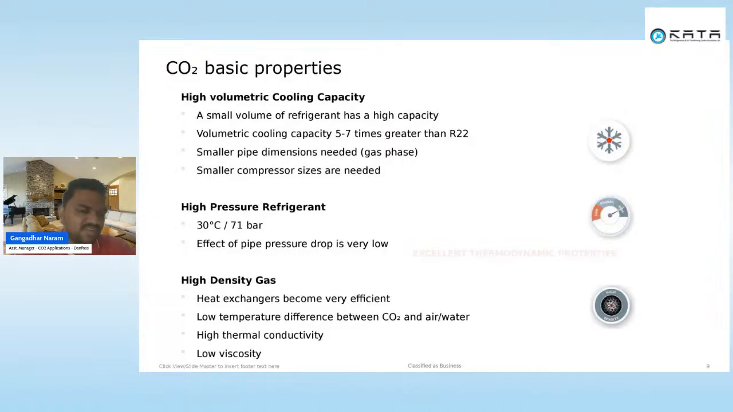CO2 is a high pressure refrigerant with a critical point at 31.1 degrees centigrade, which is equal to 73.8 bar. The effect of pipe pressure drop is very low, because for CO2 the dp/dT, the pressure change with respect to the saturation temperature, is very high: nearly 1 bar of pressure is equal to 1 degree of saturation temperature. Unlike ammonia, where it is 0.1 bar or 0.2 bar per 1 degree of saturation temperature.